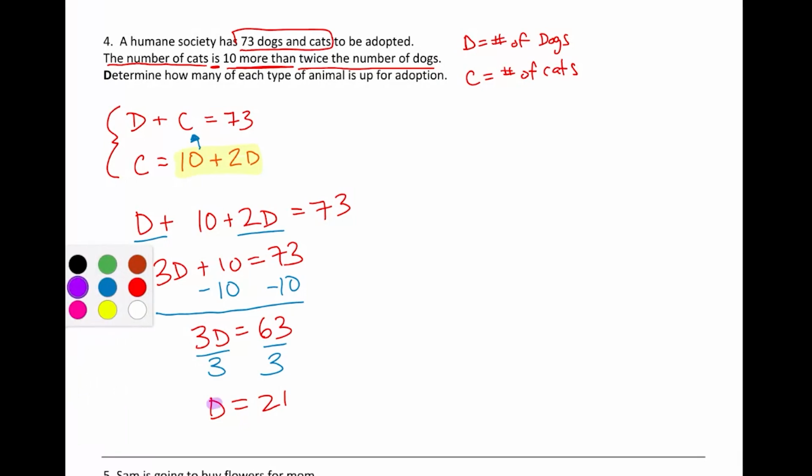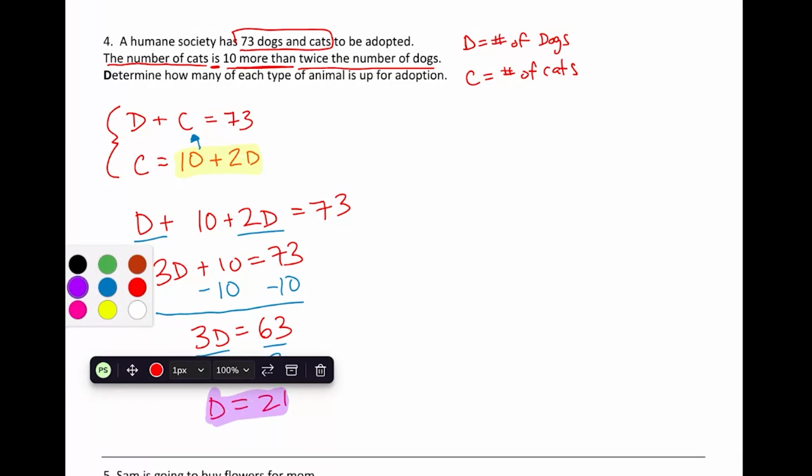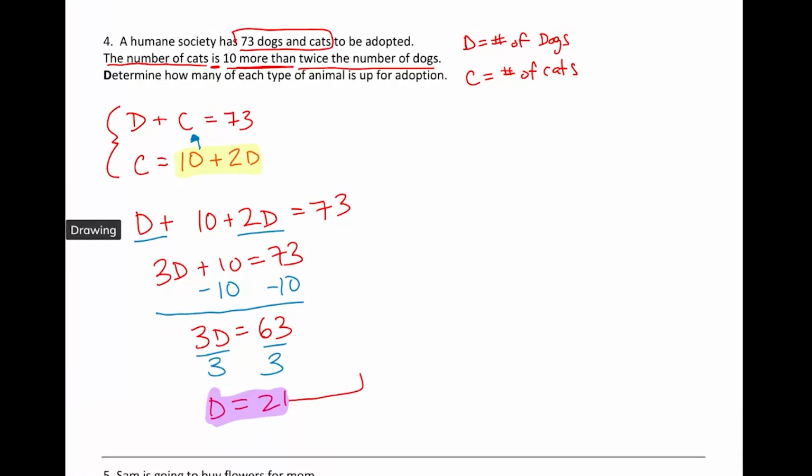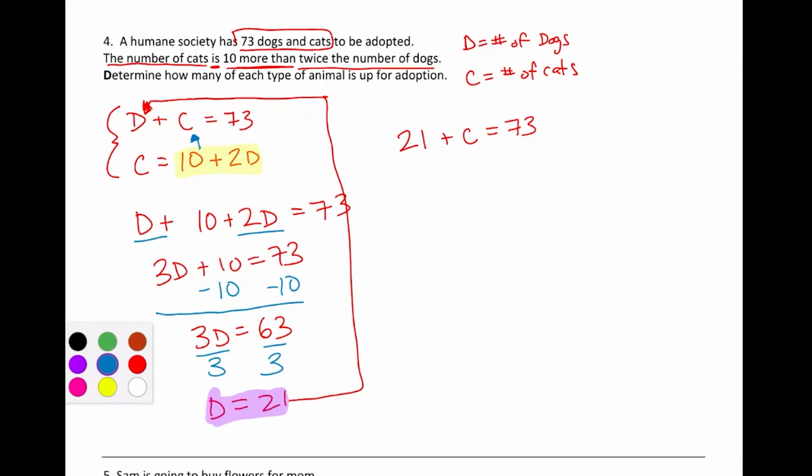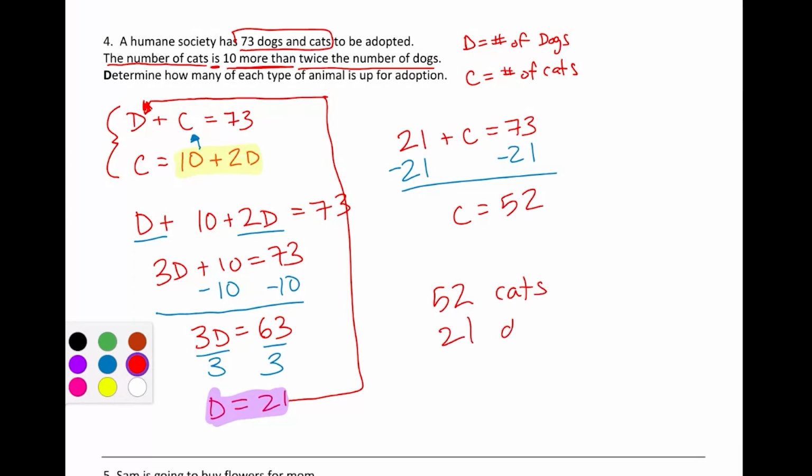So we've got this D equals 21, and we're going to substitute that back into D. It doesn't really matter which equation you put it in. I think this top one's probably easier to think about because it's got to add up to 73. So if we have 21 plus C equals 73, and we subtract 21 from both sides, we're going to get C equals 52, and that's the number of cats. So there are 52 cats, it's a lot of cats, and 21 dogs.